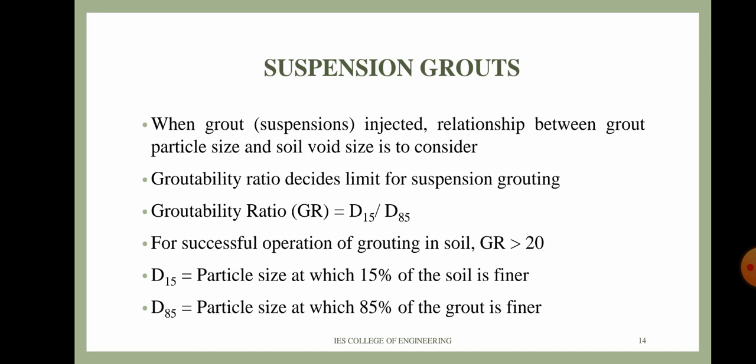Groutability ratio, denoted by GR, is defined as a ratio of D15 to D85, where D15 is the particle size at which 15% of soil is finer and D85 is the particle size at which 85% of the grout is finer. And for successful operation of grouting in soil, this groutability ratio should be greater than 20.